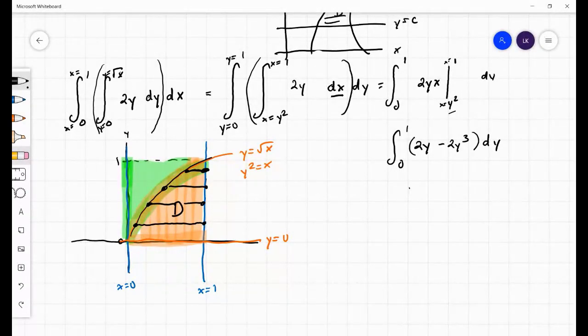And then you know how to integrate. So you get 1/2. Okay.